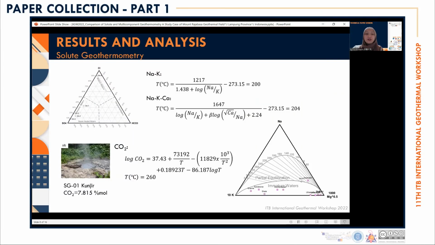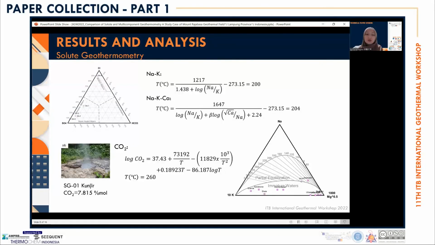The upper left figure displays the water type from all of the collected samples. From here, we choose the most fitting sample for solute geothermometry calculations. Within many variations of solute geothermometry, we decide on using these two after some trials, errors, and considerations. The value that we obtain here is approximately 200 degrees Celsius.